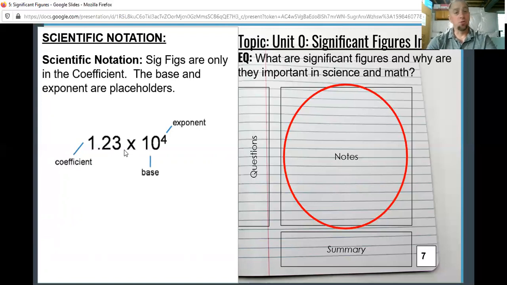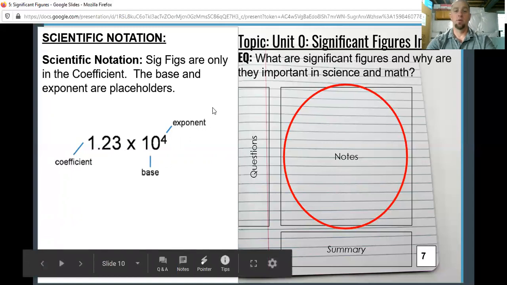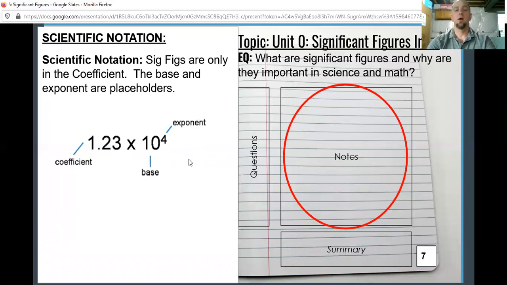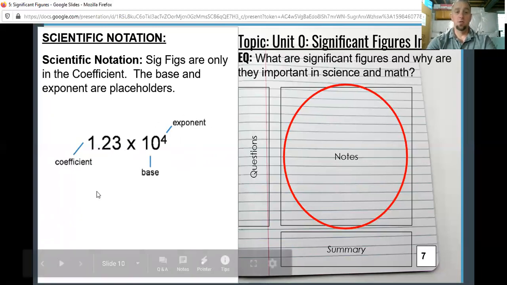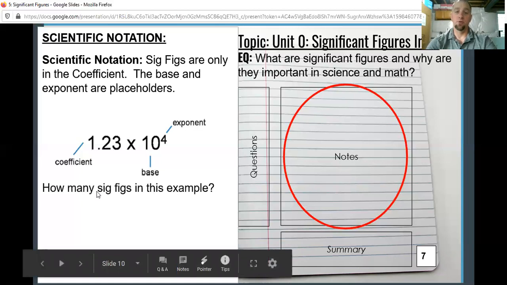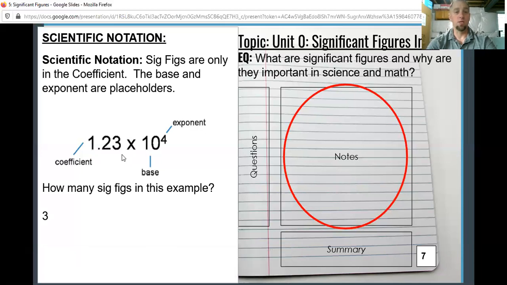So the thing you need to know with regards to significant figures is that the only digits you will count as significant digits in a number in scientific notation is the coefficient. Okay, this base and exponent are just placeholders. We do not count them in our figure for the amount of significant digits. So how many significant figures are in this example? Okay, 3. Just the number of terms there in that coefficient, 1.23. There are 3 numbers there, and they are all significant.